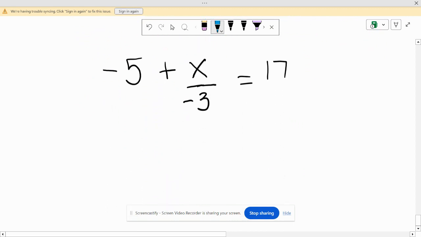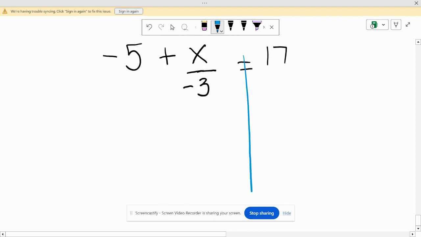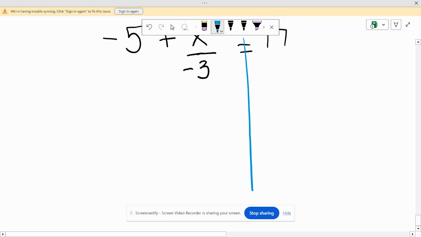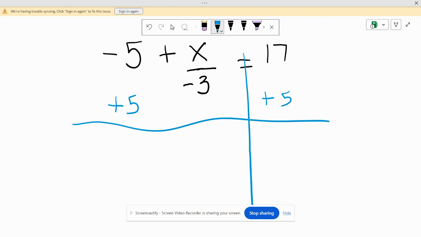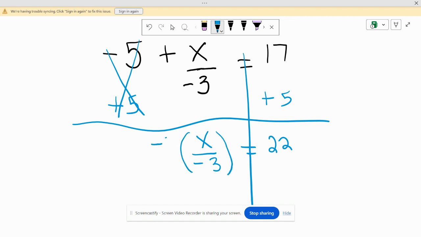One final example here. We're going to draw a line down the middle. What would you start with here? If you said adding 5, we are on the same track. Let's go ahead and add 5 to both sides there. -5 and +5 are opposites, so that's eliminated to 0. I'm left with x divided by -3 equals 22. And now here I am going to multiply by -3.